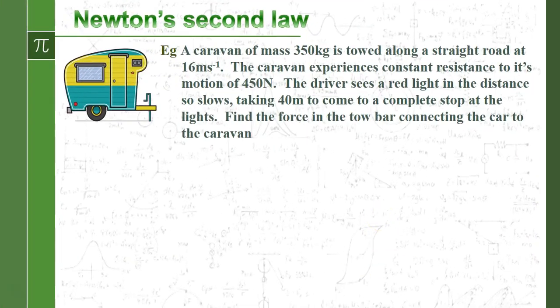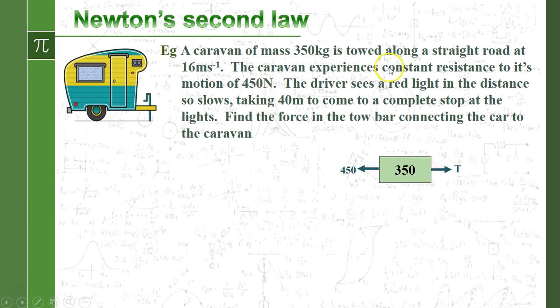Right, carrying straight on, here we go with another example. I think there's this one and one more to go. If you're happy with what you're doing, you might want to crack on and do some practice now. But if you want to look at another couple of examples, then please feel free to continue onwards. Here we go. So here's my caravan, 350 grams, towed along a straight road. We've got tension, that's the force that's causing it to be towed.